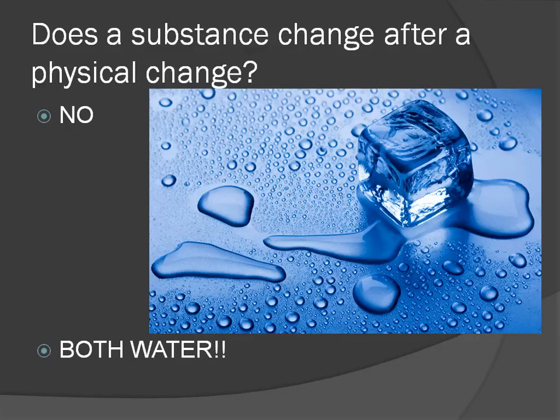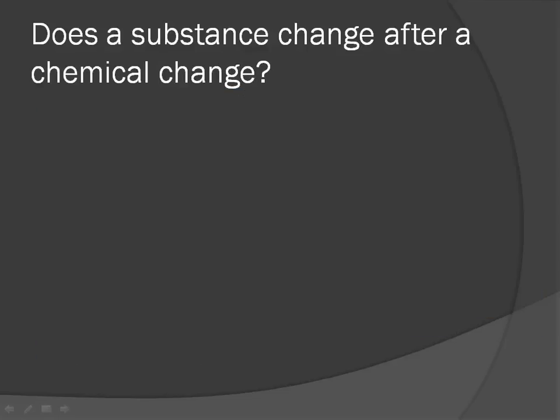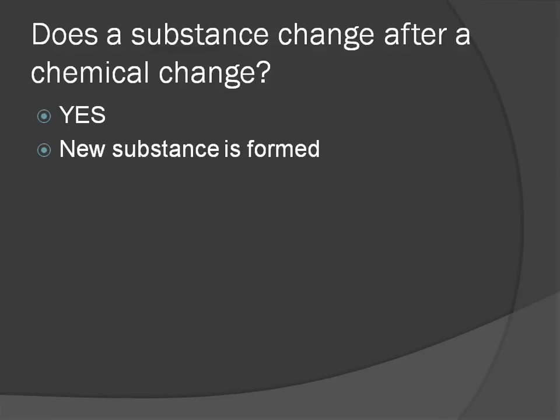Even boiling water is still considered a physical change because even though you can't see the water as much anymore, it's still being evaporated or boiled off into the atmosphere, and it's still water in that situation. Now, conversely, does a substance change after a chemical change? In a chemical change, yes, you do get a new substance formed. Something different is made. And this is so different that it really can't even change back to what it was before. For example, wood burning.